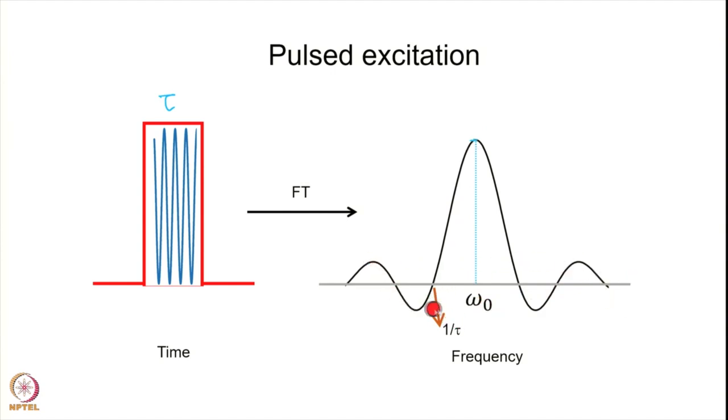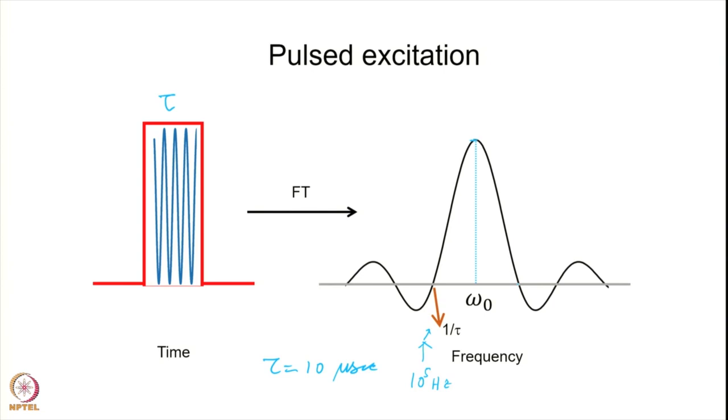Now at 1 over tau, suppose tau is of the order of 10 microseconds. What will this point be then? This point will be 10 to the power 5, 1 over tau. So this is 10 to the power 5 hertz, that is 100 kilohertz, and similarly here. So it generates a wide range of frequencies, and you don't have to scan through the frequencies. By applying the RF pulse for a short time tau of 10 microseconds, you generate various frequencies with various different amplitudes.